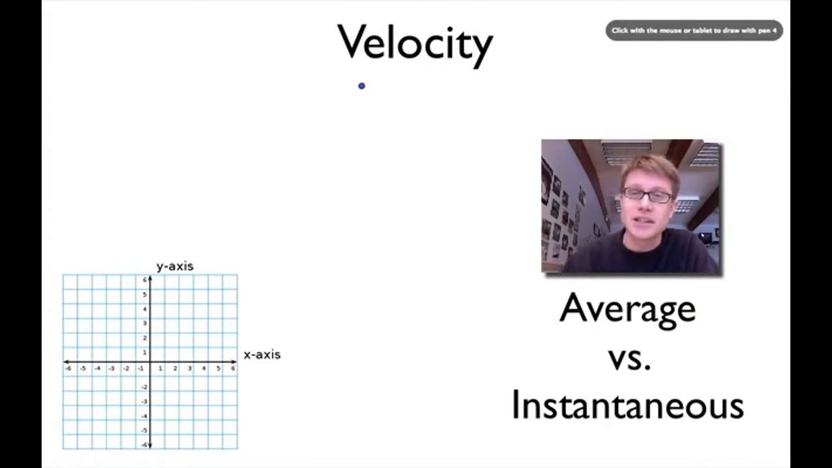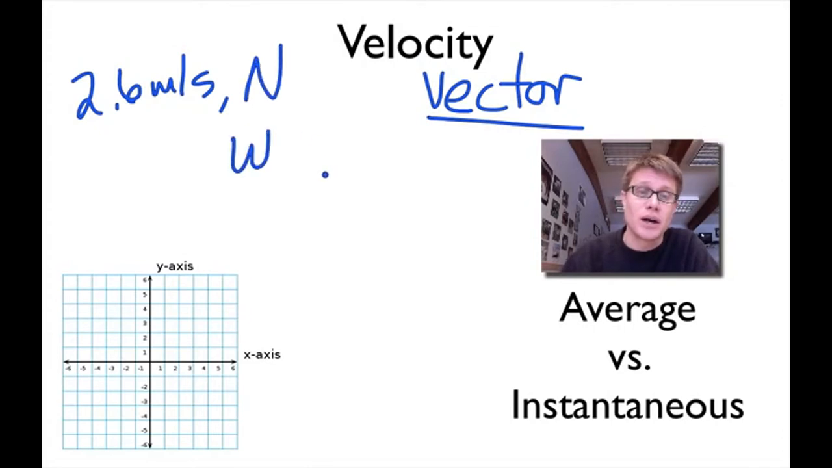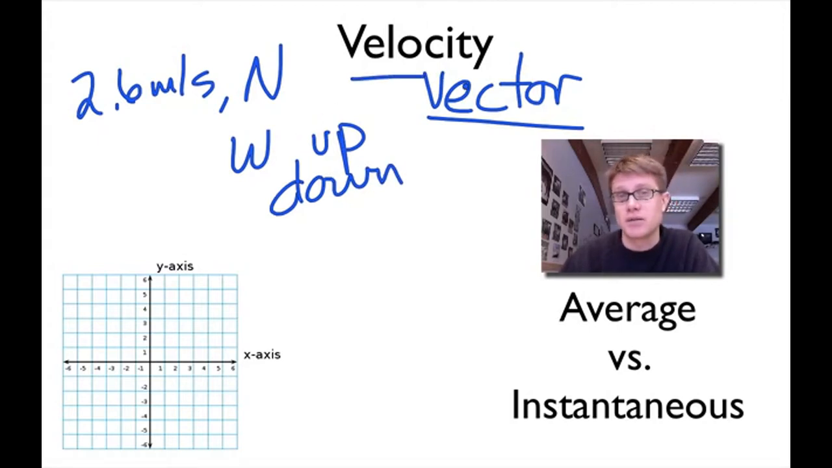Now, velocity is a vector. And what does that mean? When you're ever talking about velocity, you have to say not only, let's say, 2.6 meters per second, but you have to give me the direction that that's moving in. So it could be north, or it could be west, or it could be up, or it could be down. And so if you ever give a velocity, make sure you have the direction.